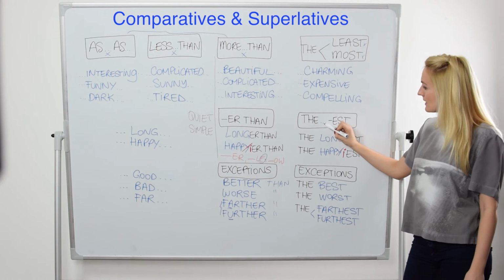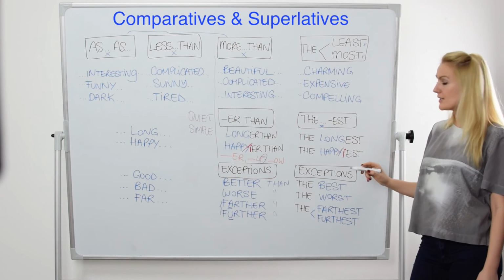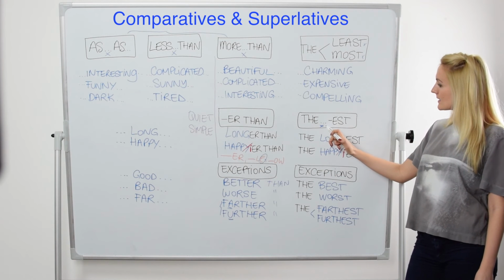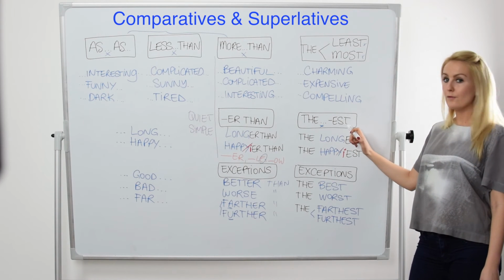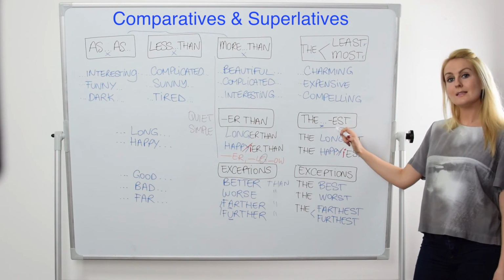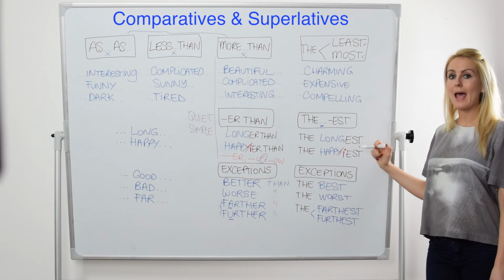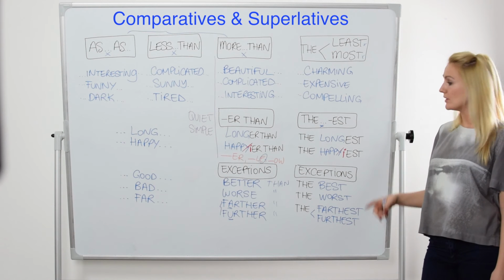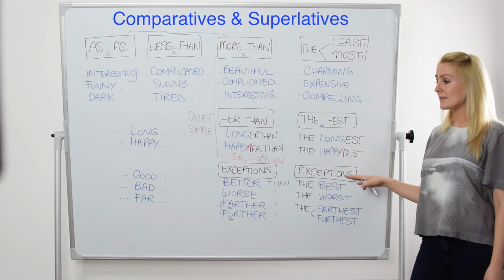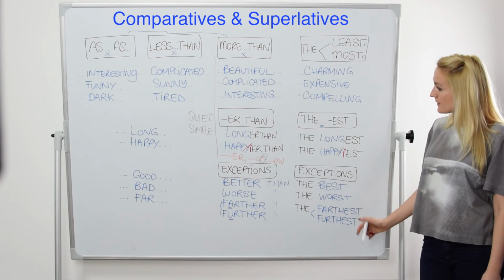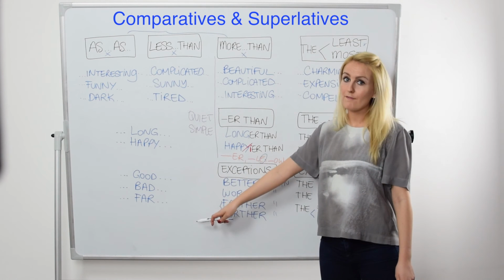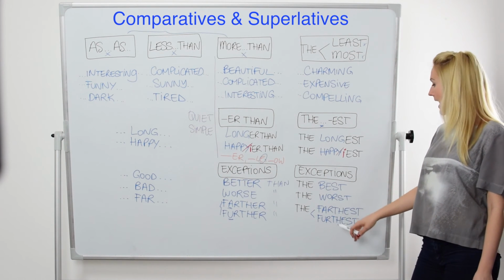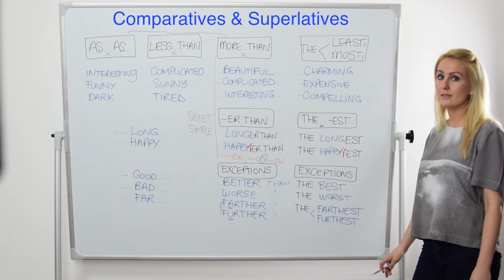Changes often occur here, just like with the comparative. What happens? If my adjective is short, so if it's one or two syllables long, we place it just before est. So we're going to stick est to the end. The longest, the happiest, the biggest. Be careful there, spelling changes again, we double the G. And the exceptions, always with good, bad and far, they change completely. The best, the worst, and the farthest and the furthest.